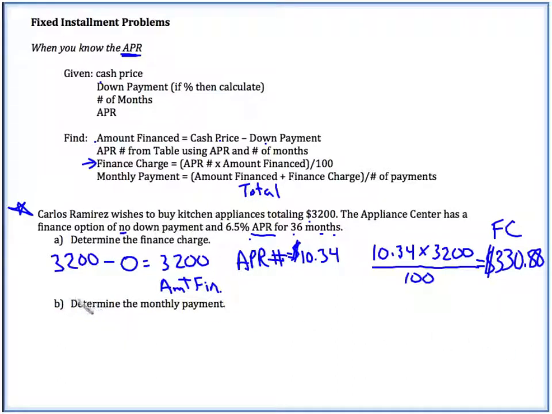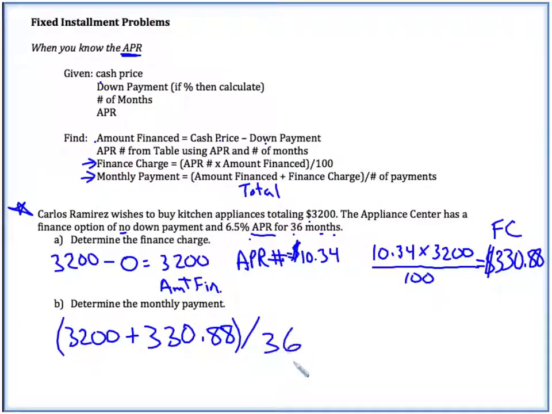Okay, our next question says determine the monthly payment. So we're going to use this information right here. So it's going to be the amount financed plus the finance charge, or the total amount you have to repay, divided by the number of payments. So the amount financed was $3,200 plus our finance charge of $330.88, and then divide that by the number of payments. So we have 36 equal payments.